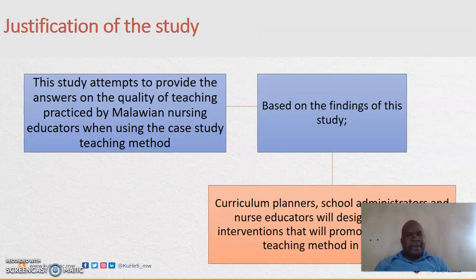Now the justification of the study. This study attempts to provide answers on the quality of teaching practiced by Malawian nurse educators when using the case method of teaching. Based on the findings of this study, curriculum planners, school administrators, and nurse educators will design appropriate interventions that will promote the use of the case teaching method.